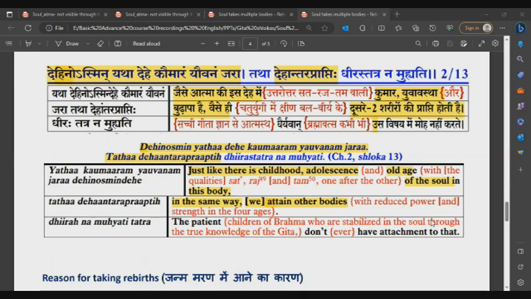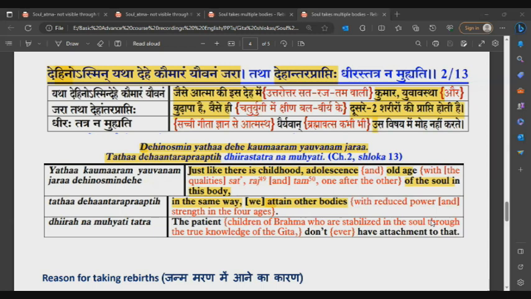The next sloka is chapter 2, sloka 13. Dehino 'smin yatha dehe kaumaram yauvanam jara, tatha dehantara-praptir dhiras tatra na muhyati. So basically, it says that the soul within the body, we know that you can look at the state of your mind as you were a child versus as you have grown up and became an adult, and some of you might be at old age. Look at how your mind was.